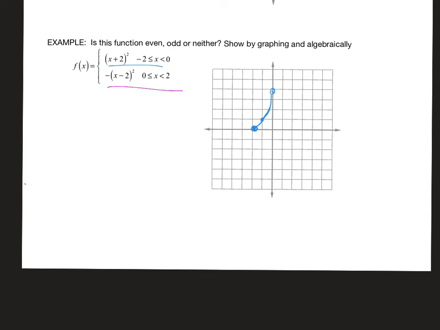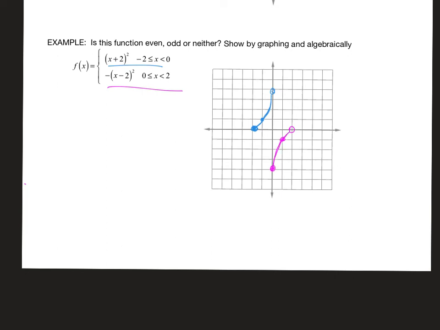Bottom one, also a parabola. It opens down. It's been moved to the right 2. This is an open circle. By the way, the open and closed circles are not really going to play that much into your even odd. This is a downward facing parabola, so there's a point here. Oh, no, I'm lying. Right here. Let me erase that one. And then over 1, up 1, over 2, down 4. This is open. And it looks like that.